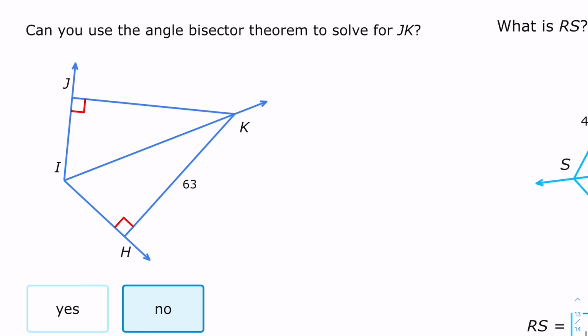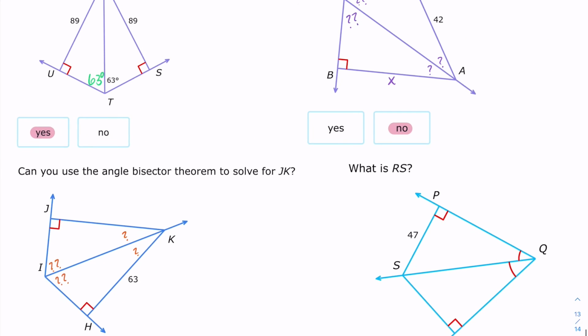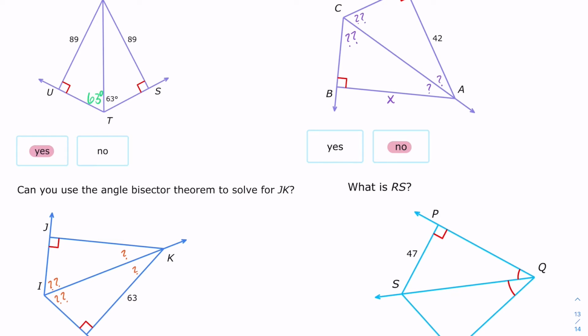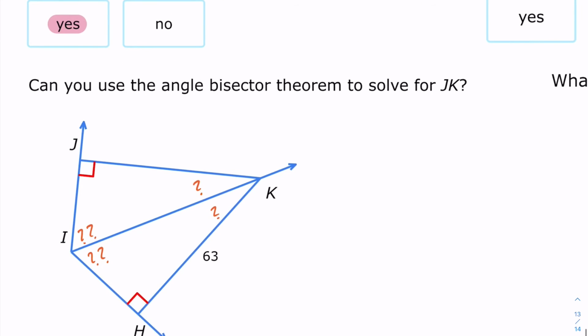This next one, can you use the angle bisector theorem? Again, we're in the same boat. It looks like I already answered this one on accident. The answer to that is no, because I don't know this angle. I don't know those, and I don't know these. So the answer to that is no, because I don't know this side.